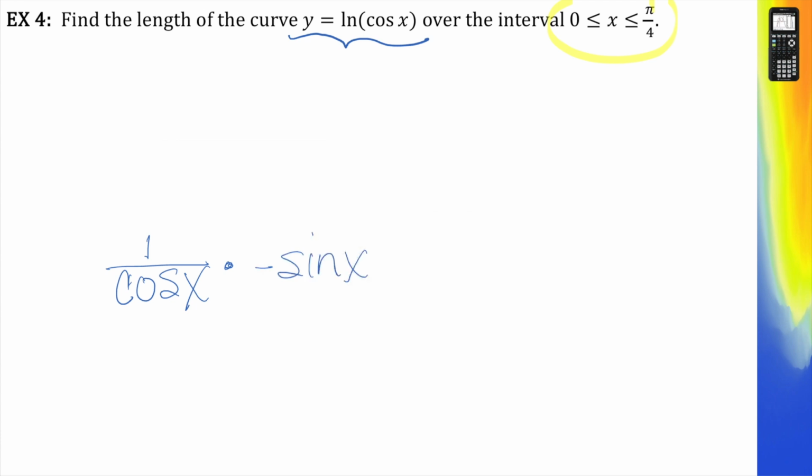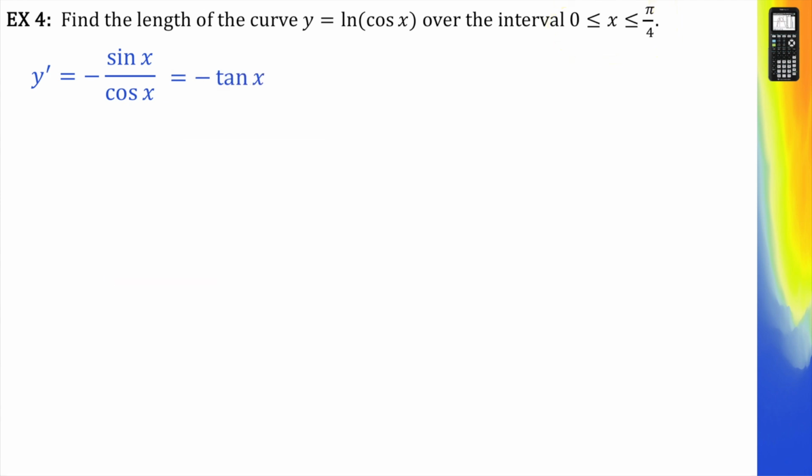Couple more. Find the length of the curve y equals ln cosine x between 0 and pi over 4. So same thing as before, but we have to use the chain rule. So the derivative of the natural log is 1 over whatever that function is. So 1 over cosine x times the derivative of cosine x, which is negative sine x. Okay, so we've got that part. Y prime equals negative sine x over cosine x, which is just negative tangent x.